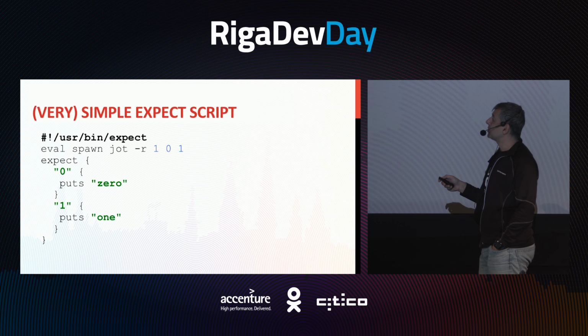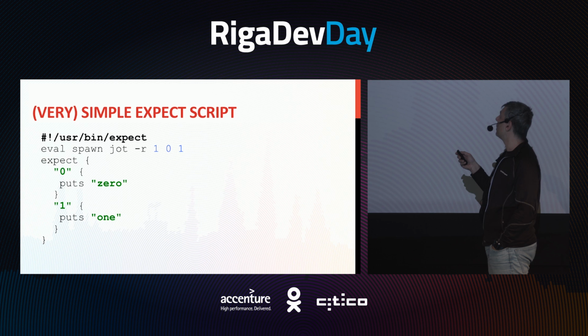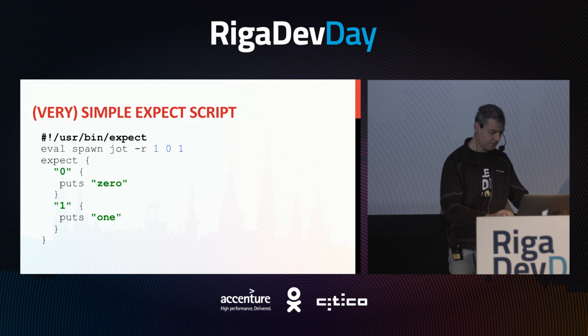Jot is on Mac. It's to use a random number. Air makes it random. One is the number of times. Zero is the lower bound. One is the higher bound. And you say expect when it outputs zero, you will write zero. When it says one, you put one. It's very, very simple. Just to show you because I was so happy to have found that.